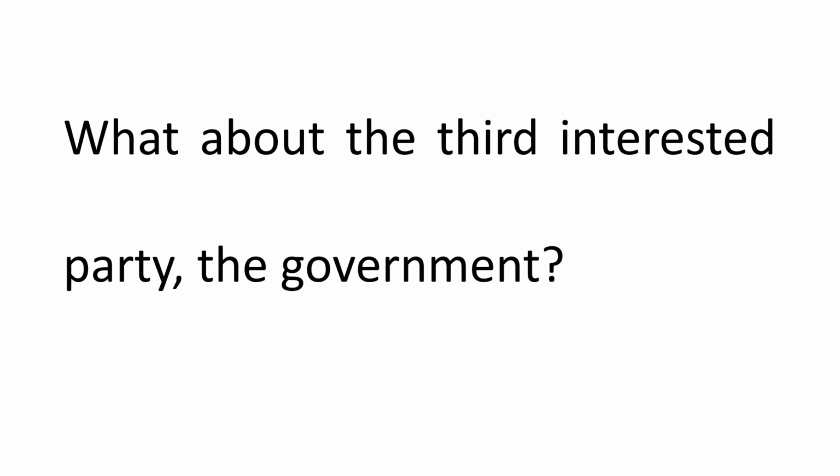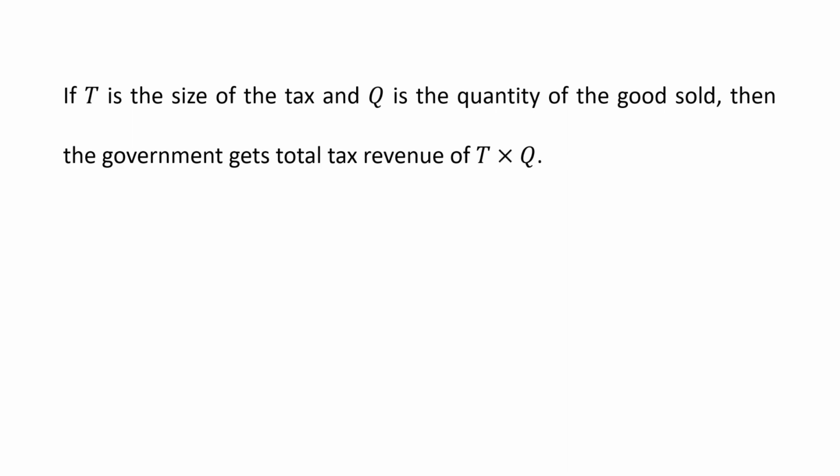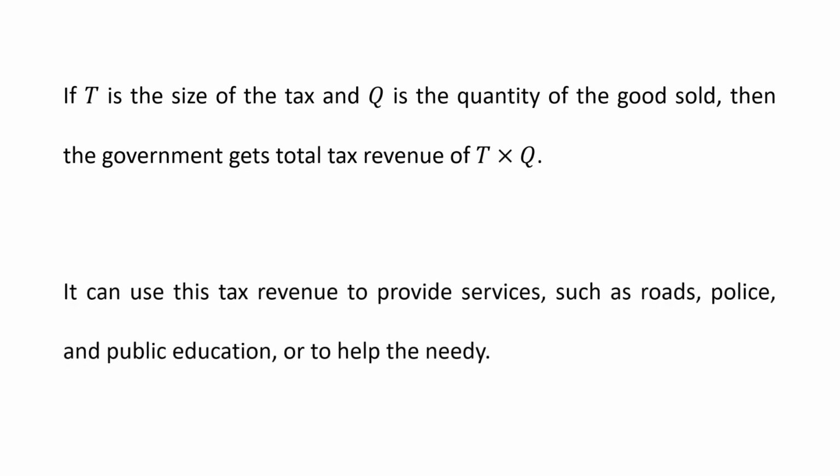Now, what about the third interested party? That is the government. If T is the size of the tax and Q is the quantity of the goods sold, then the government gets total tax revenue of T times Q. It can use this tax revenue to provide services such as roads, police, and public education, or to help the needy.